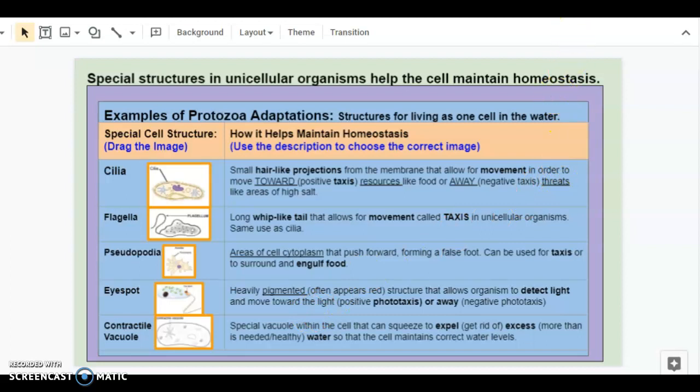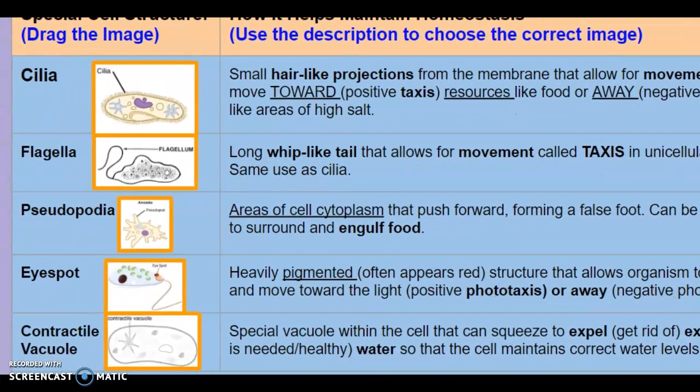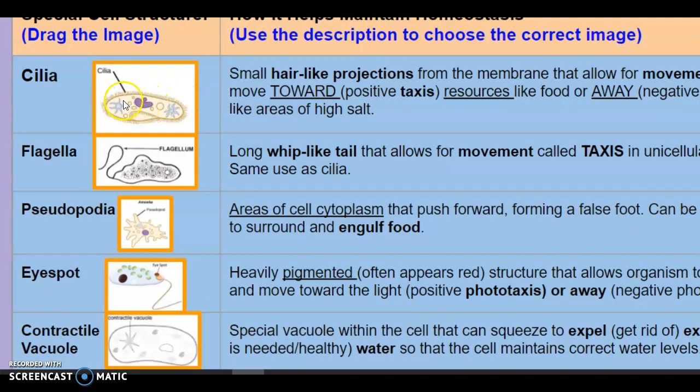All right, I'm going to go into present mode. You can as well with your presentation to see these structures a little bit more closely. Here we go. The cilia are the hair-like projections. The flagellum, or flagella, is a whip-like tail. The pseudopodia, or pseudopodium, are these false feet, these extensions of cytoplasm. The eye spot is the heavily pigmented red spot.